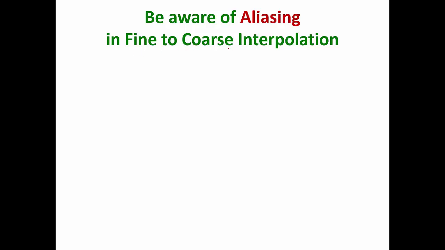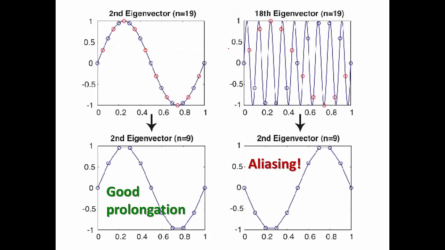In the fine to coarse interpolation, you're introducing what's called the aliasing error. And I'm going to use an example here. The example is related to high frequency content and low frequency content. So let's imagine a low frequency content that corresponds to the second eigenvector of the matrix we just constructed, and this has an n equal to 19.